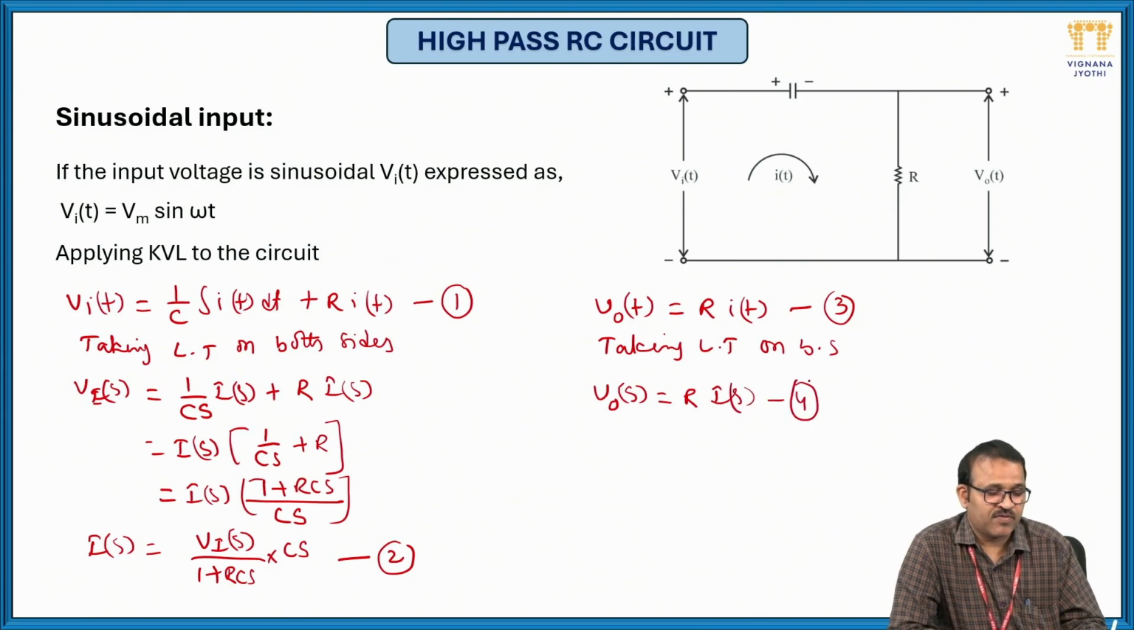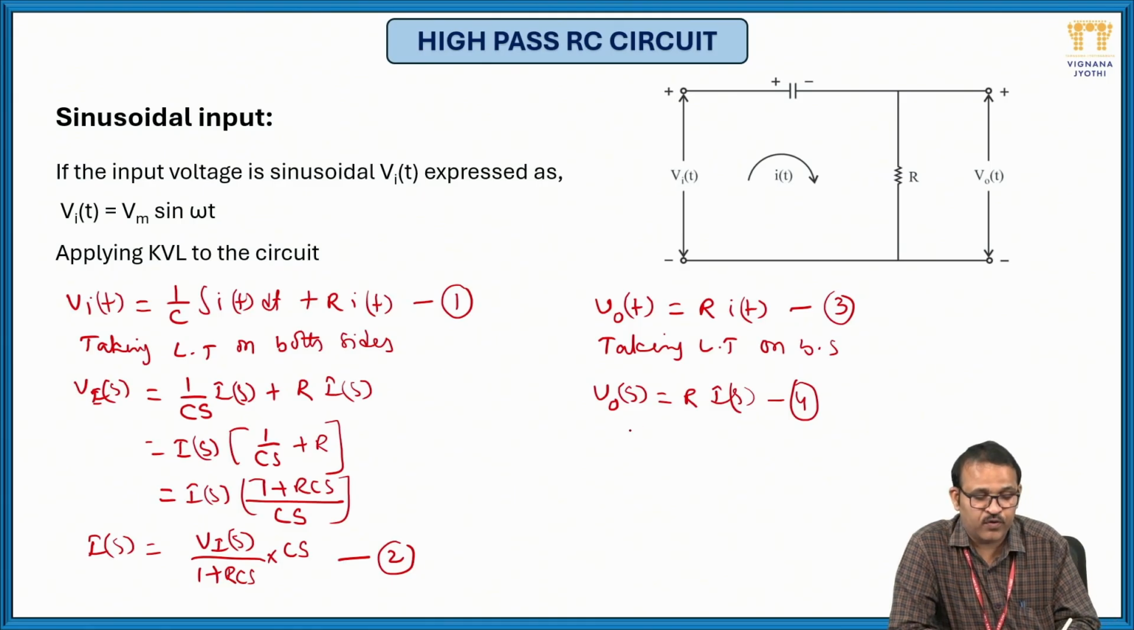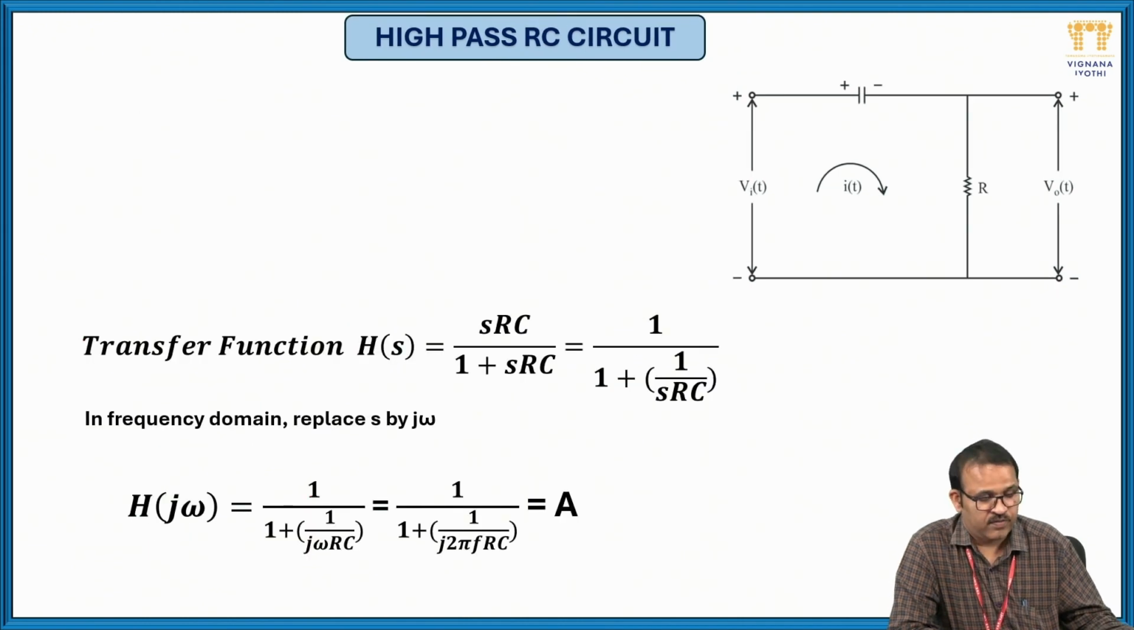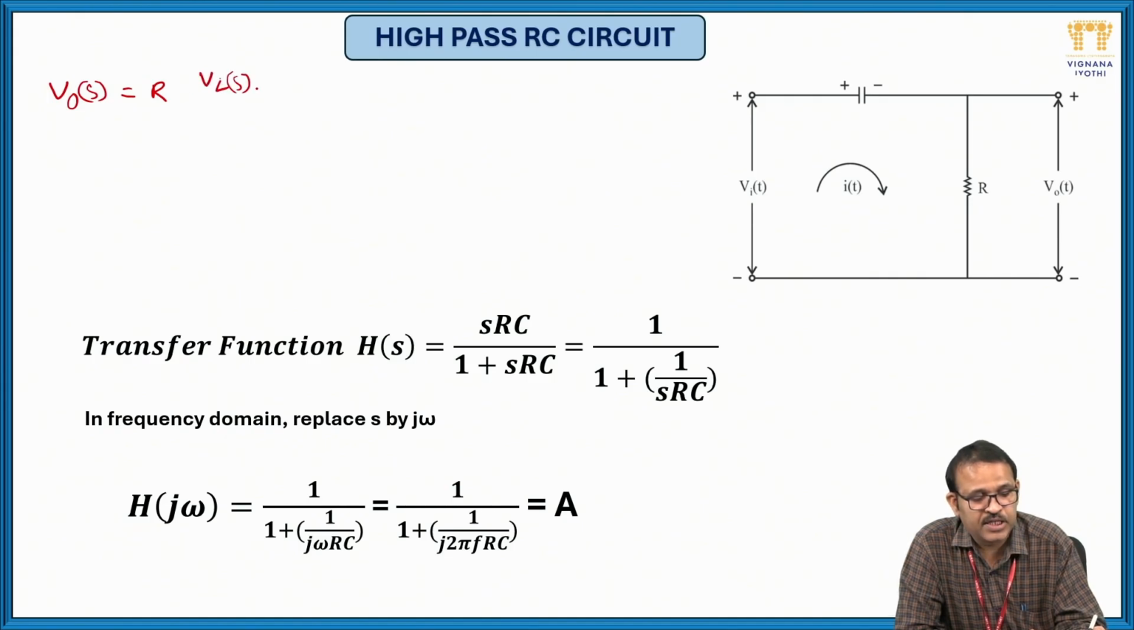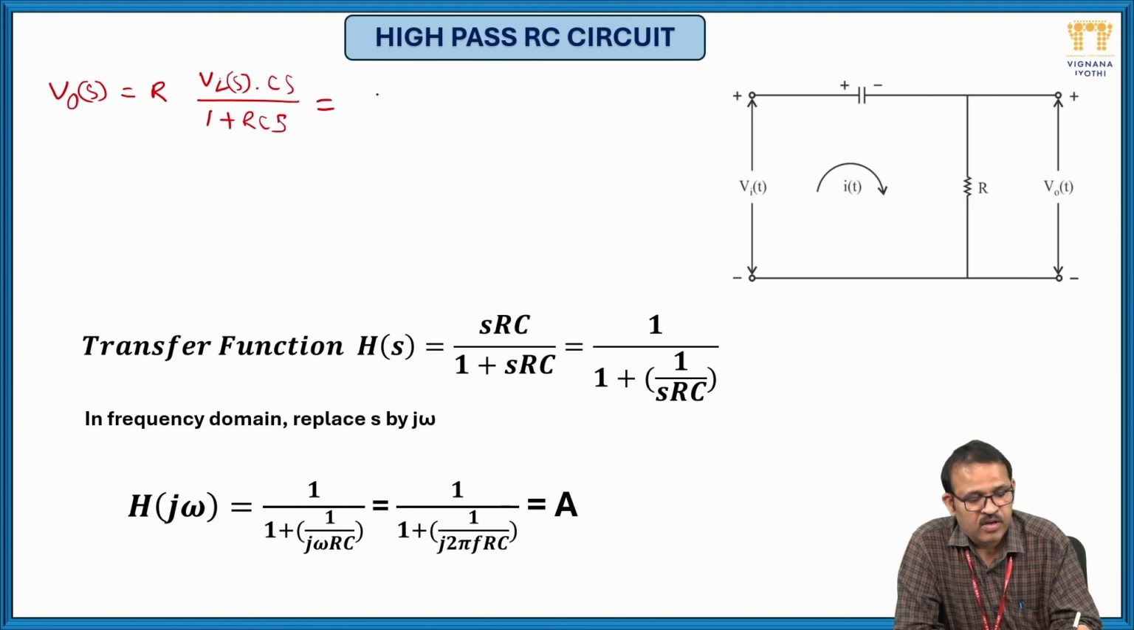Now here from equation 2 we have I of s, and equation 4 is V0 of s equal to R into I of s. Now substituting equation 2 in equation 4, we get V0 of s is equal to R into I of s, where I of s is equal to Vi of s into Cs by 1 plus RCs. So that is equal to Vi of s into RCs by 1 plus RCs.